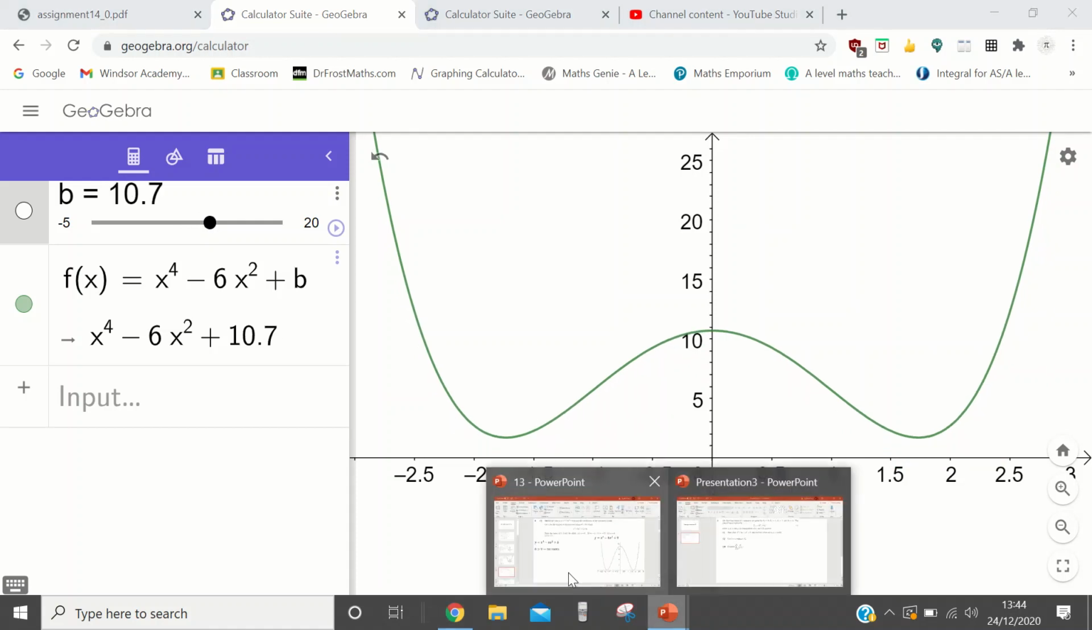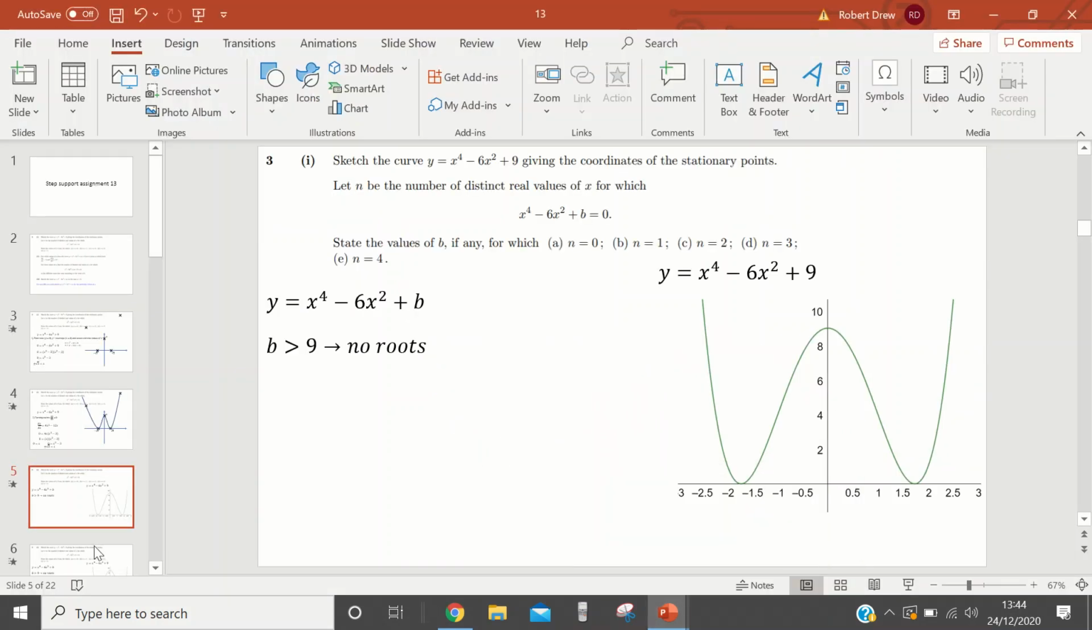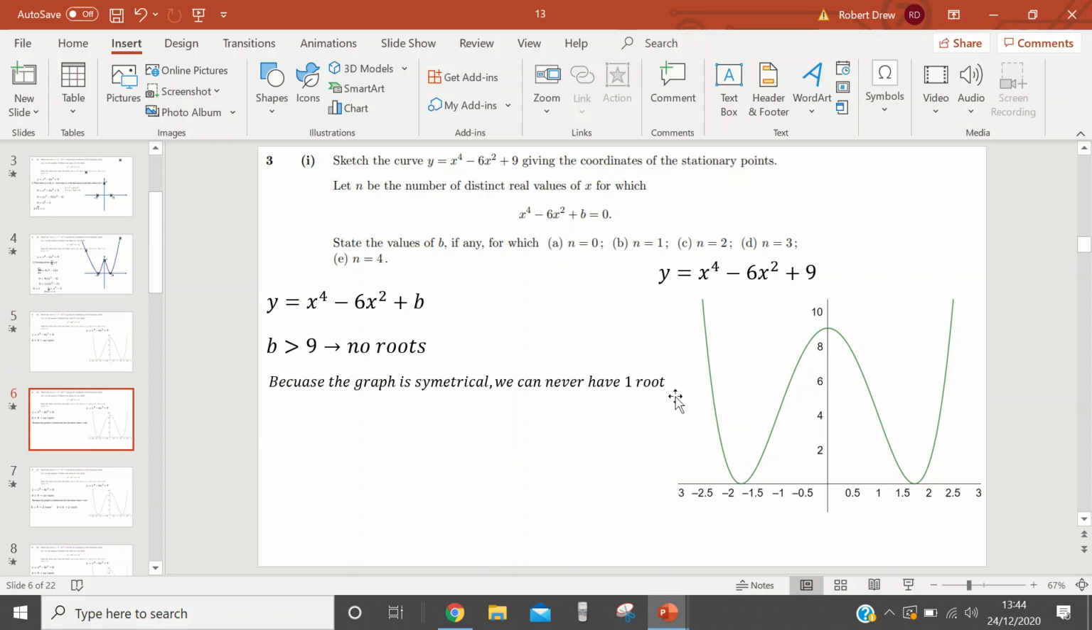So we're not going to have a single root, sorry. We have no roots here. We're not going to have a point where we have a single root. Now, what about two roots?